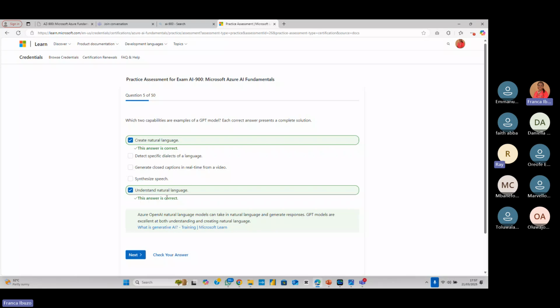Can you read the explanation? Azure OpenAI natural language models can take in natural language and generate responses. GPT models are excellent at both understanding and creating natural language. Okay.